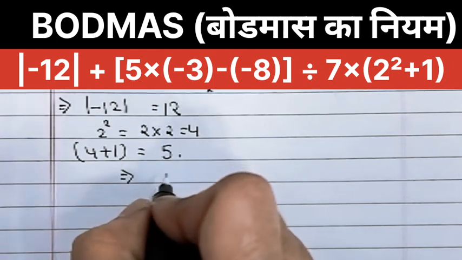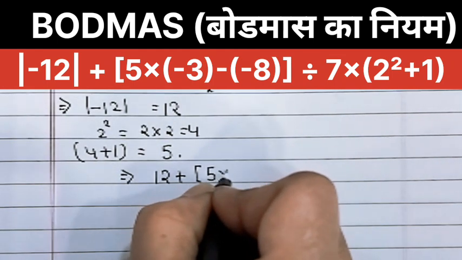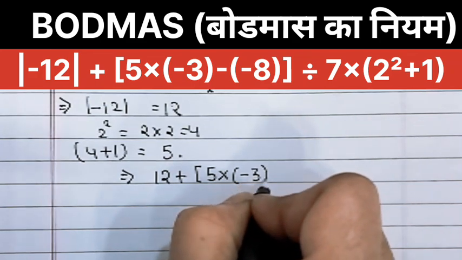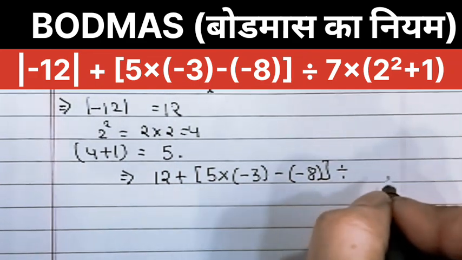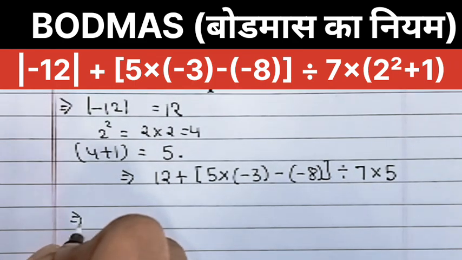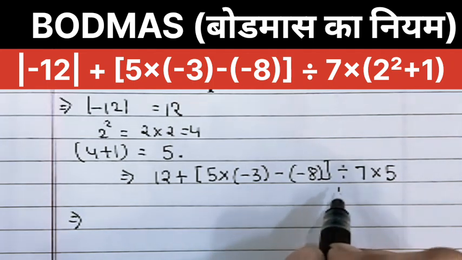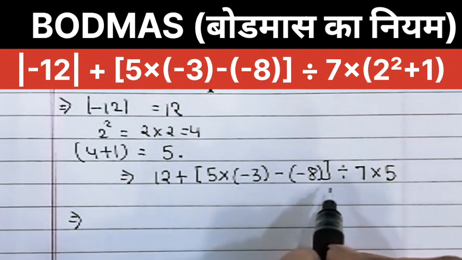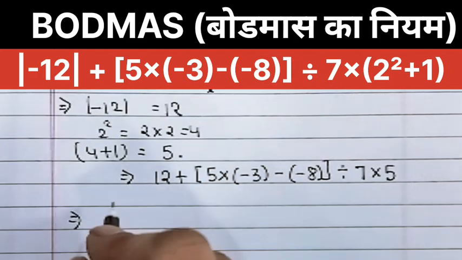Now the expression becomes 12 plus square bracket 5 multiplied by minus 3 minus 8 square bracket, divided by 7 and multiplied by 5. Now step 2. Simplify the square brackets. As you can see, square bracket here. We must solve everything inside the brackets before moving outward, following the BODMAS inside the brackets as well.